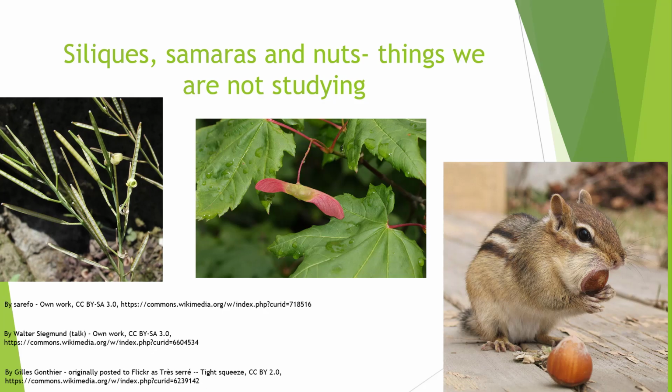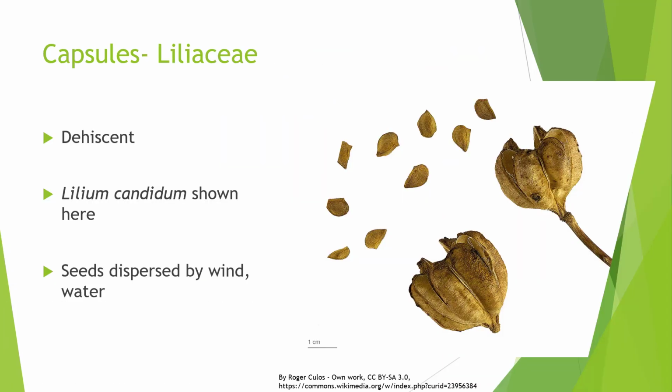Saliques, samaras, and nuts. These are some fruit we're not studying, just looking at the grand scheme of fruit. Saliques are found in the mustard family. They're these little things that are dehiscent. They pop open like such. You're familiar with samaras, although you've probably never called them such. You probably call them helicopters, and they're found on maples. That's a vine maple right there. And nuts are a good favorite of things like this beautiful chipmunk.